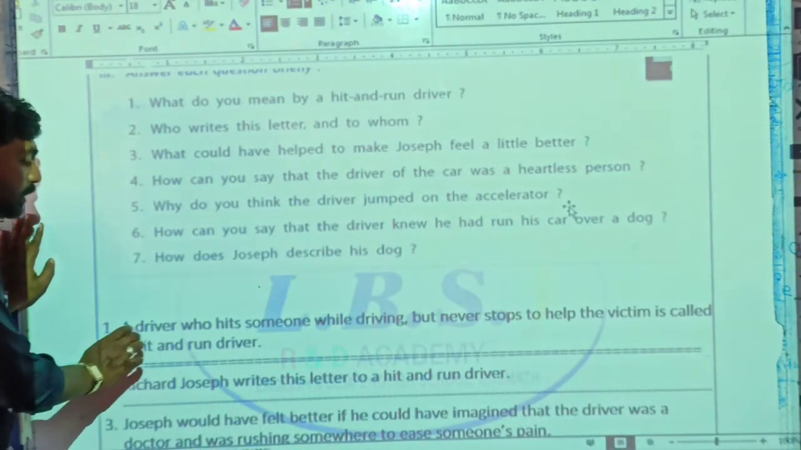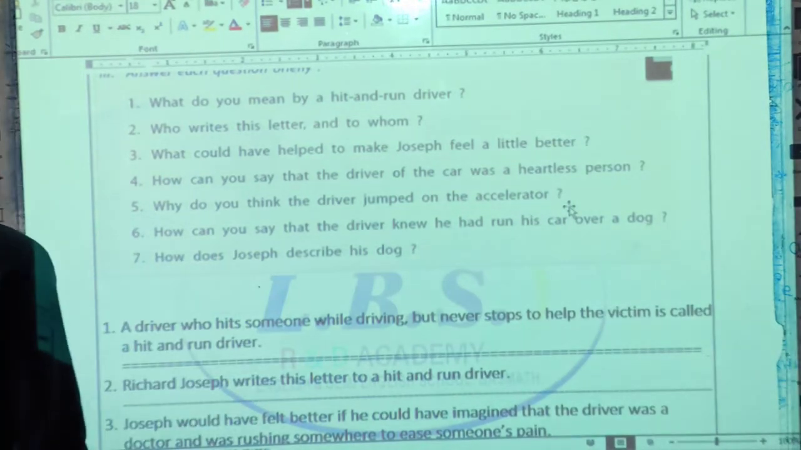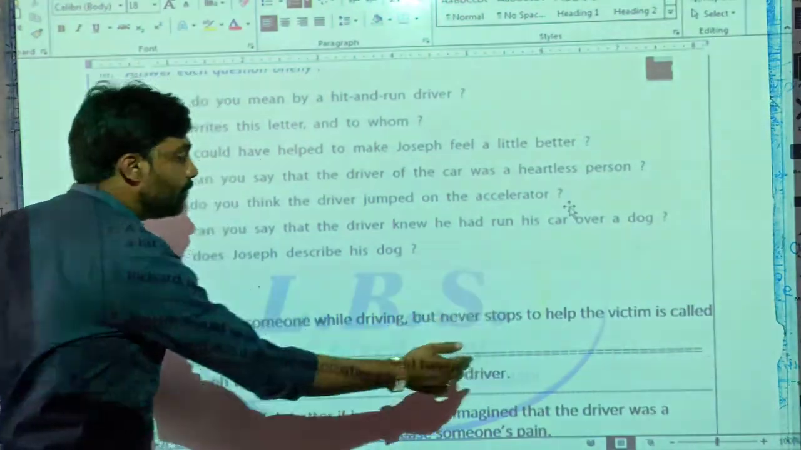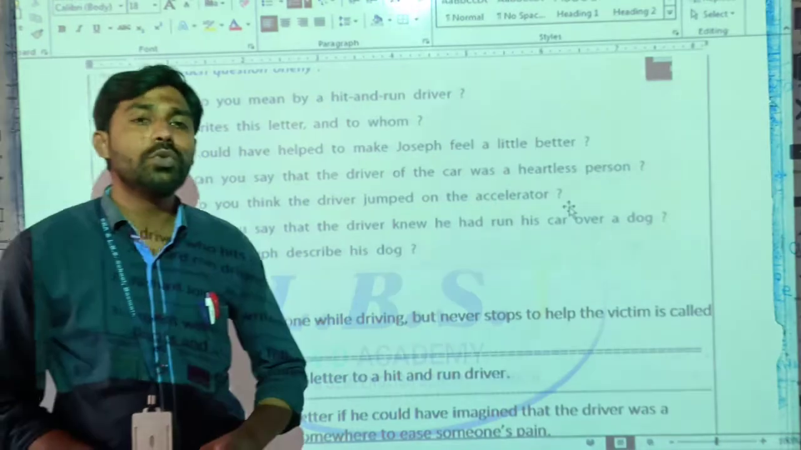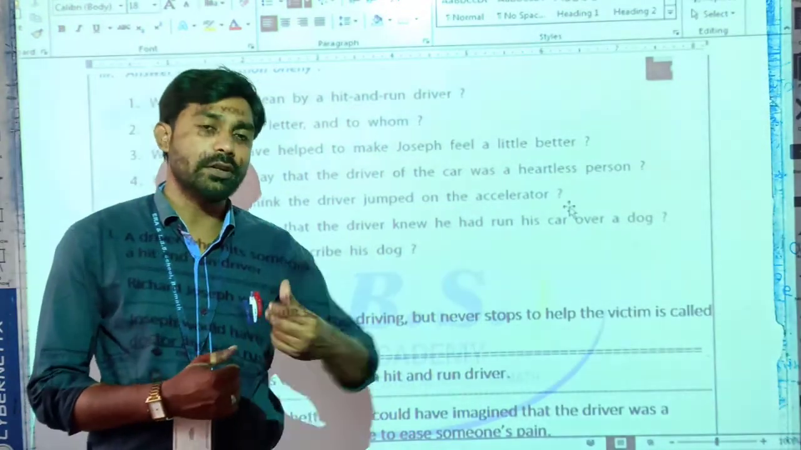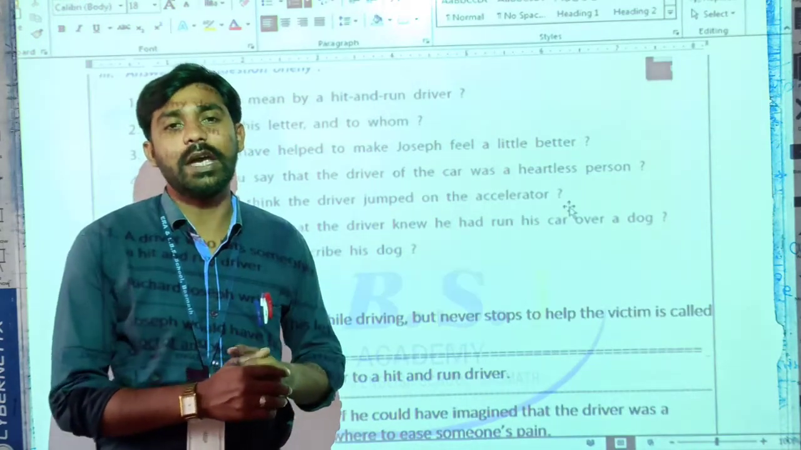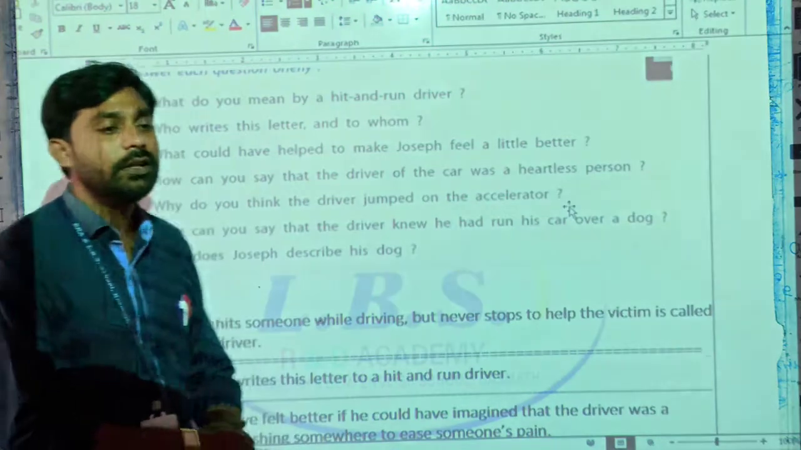First answer: a driver who hits someone while driving but never stops to help the victim is called a hit and run driver. While driving, he hit someone and ran. He didn't stop there. Such drivers are known as hit and run drivers.